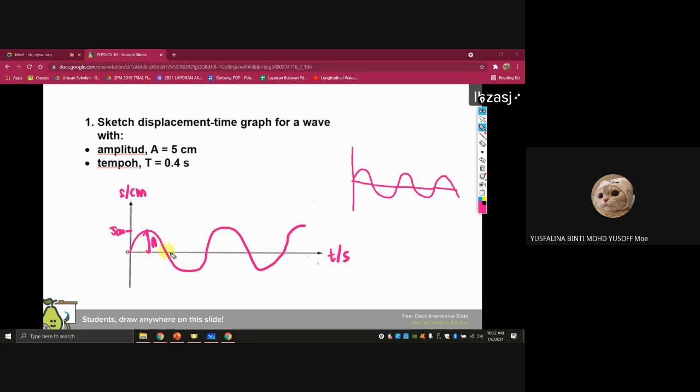So this one is 1 semicircle, this one is 2 semicircle. So 2 semicircle is equal to 1 period. So this one should be 0.4. Okay, so that means in the middle here is 0.2, 0.6, 0.8.